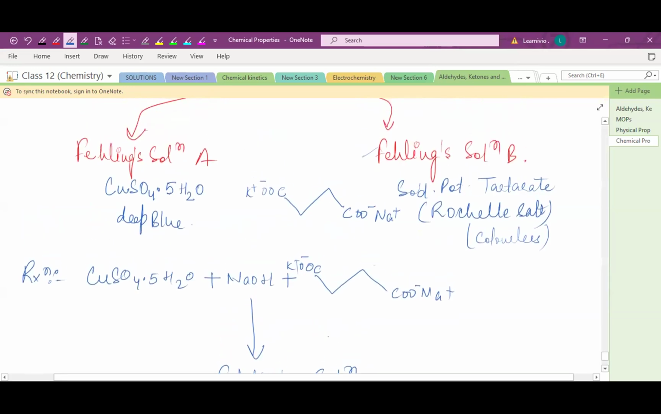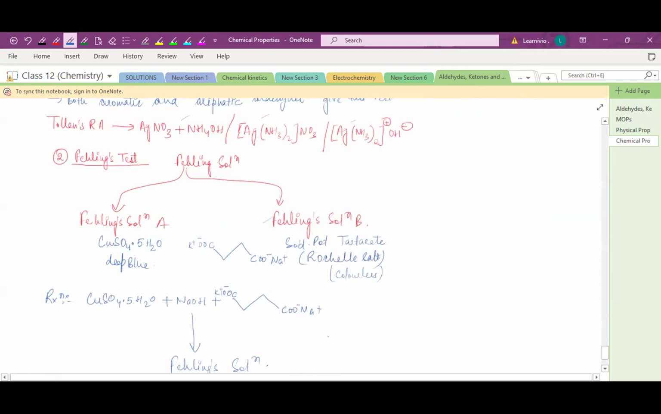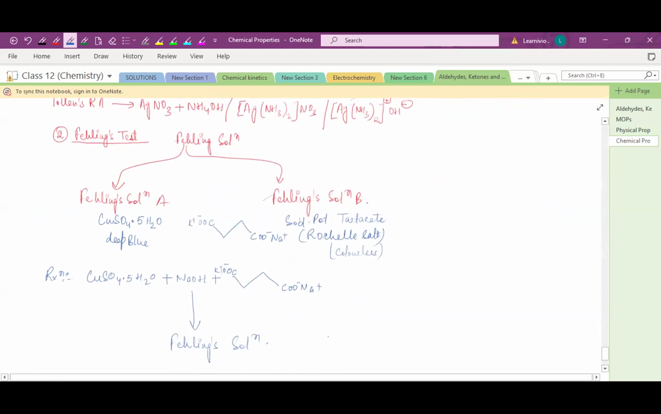So what you're supposed to do if you perform this test in your lab, if you got the chance to perform this: you will get two types of solution. Fehling solution A, which is deep blue color, and what is the formula? Copper sulfate pentahydrate. Fehling solution B, which is sodium potassium tartrate, also known as Rochelle salt, and this is colorless. Now, आपको क्या करना है? When you mix Fehling solution A plus Fehling solution B, suppose you take 5 ml each, and add 2 to 3 drops of sodium hydroxide, you will get a Fehling solution.